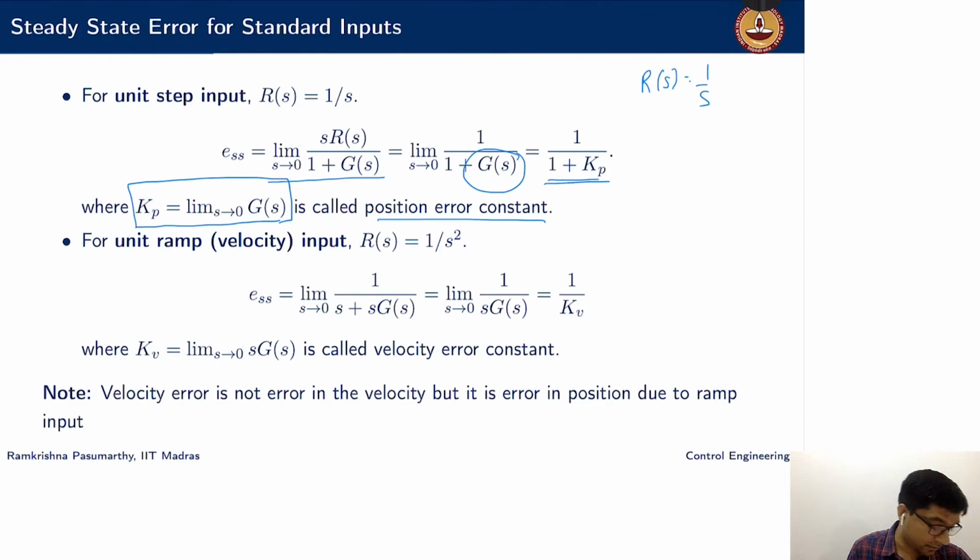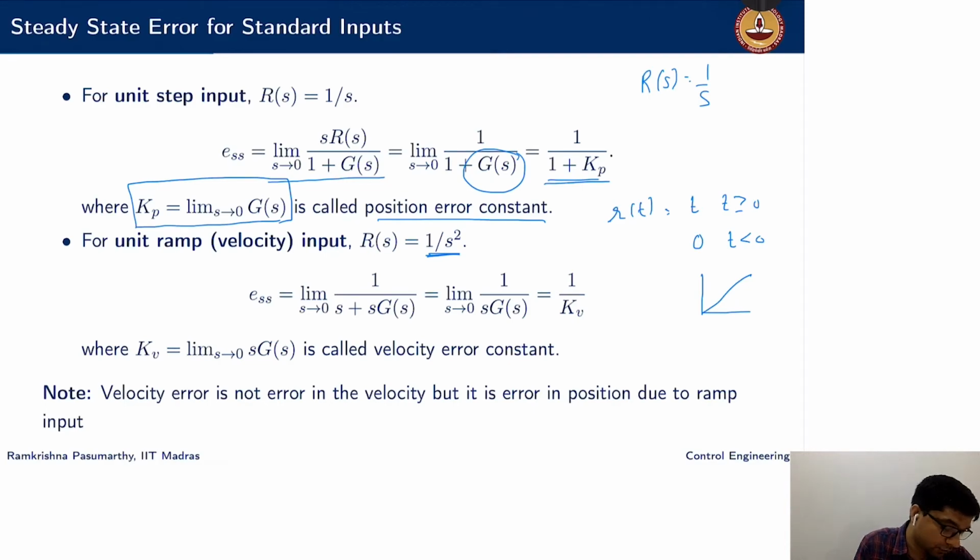Similarly, now I do the same thing. So I go for a velocity input or a ramp. So what was the ramp signal? R(t) was equal to t for t greater than or equal to 0 and 0 for all t less than 0. So the plot just looks something like this. Okay, so I do again all the math. So ESS again with this formula. Let's just quickly try and divide.